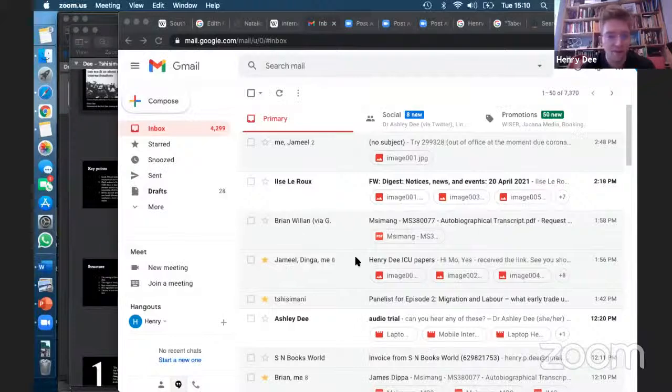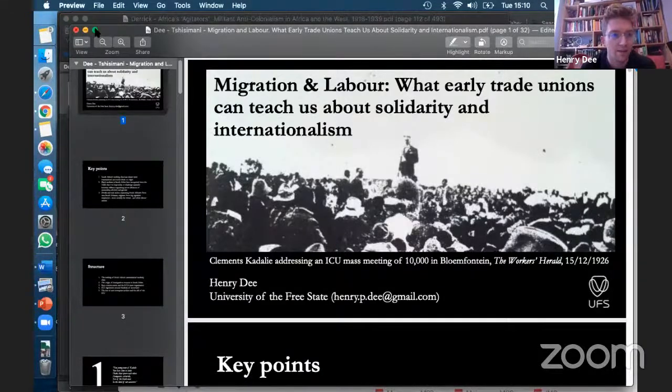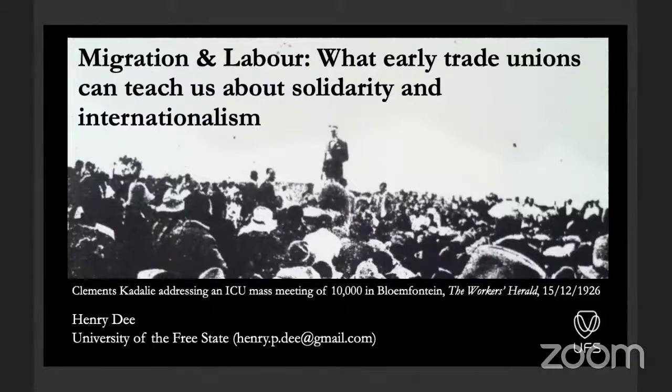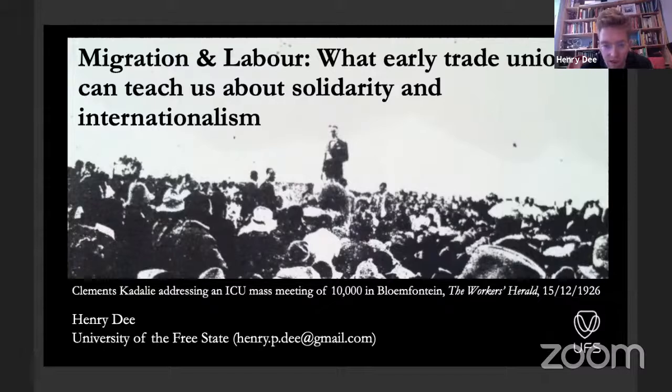Thanks very much to Simani for hosting this event and Mo for organizing. I'm going to talk through briefly about the ICU, the Industrial and Commercial Workers Union of Africa, and how it engaged with the politics of migration in the 1920s. Here we have a mass meeting of the ICU in Bloemfontein in 1926, where Clemens Kadalie, the Malawi-born leader of the ICU, is addressing a mass meeting of workers.